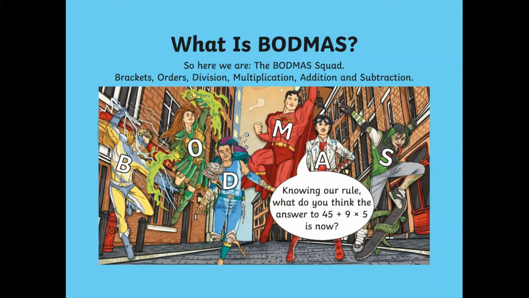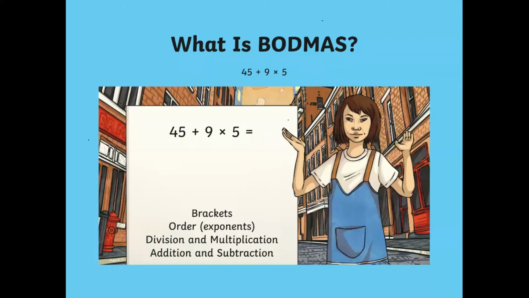Okay, so we've got brackets for B. We've got, what is the O again? It is orders. Then we've got the D is division, the M is multiplication, the A is addition, and the S is subtraction. So that is what they stand for, and that is the order that you are going to do operations in. That's the order of operations. Okay, so 45 plus 9 times 5.